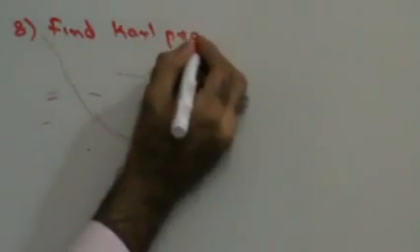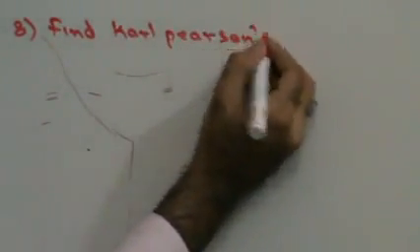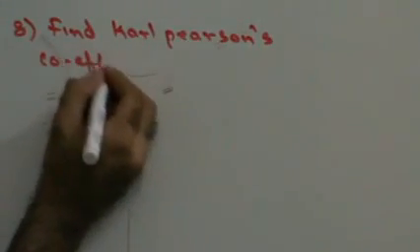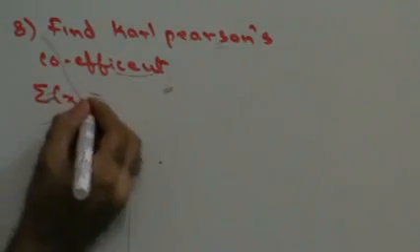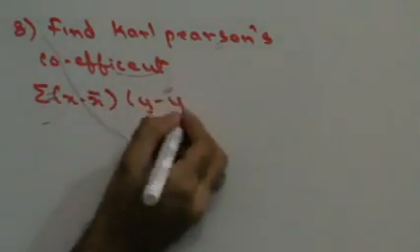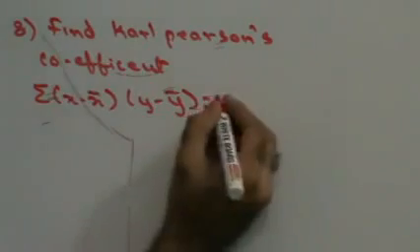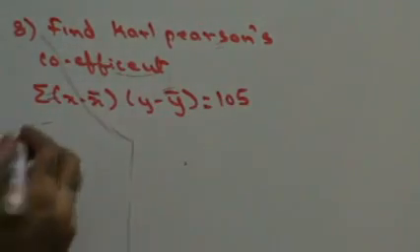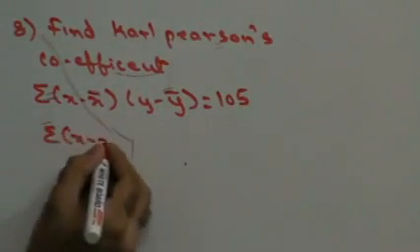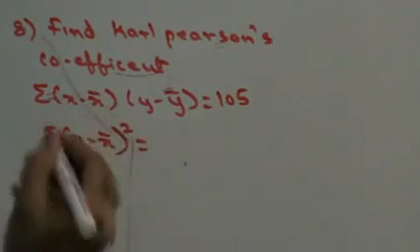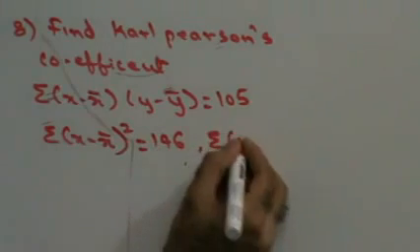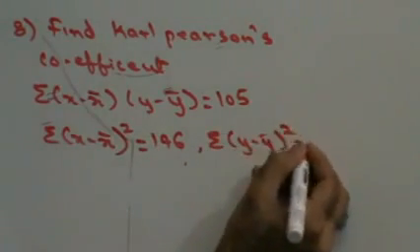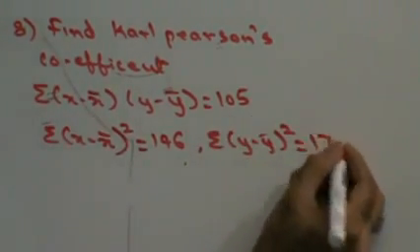another method to find Karl Pearson's coefficient. If they give you the data, find Karl Pearson's coefficient. Sigma x minus x bar y minus y bar is given to you as 105. Sigma x minus x bar the whole square is given as 146, and sigma y minus y bar the whole square is given as 170.